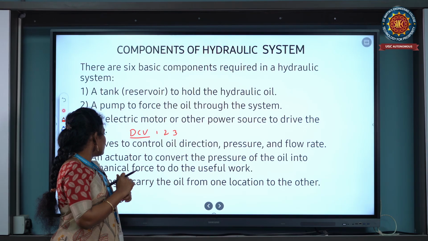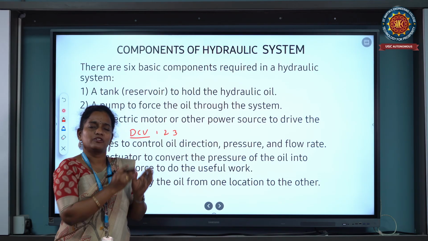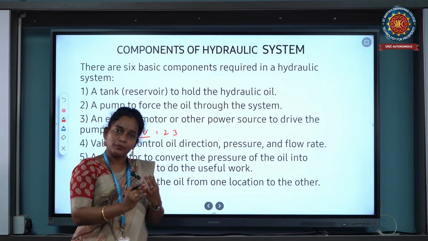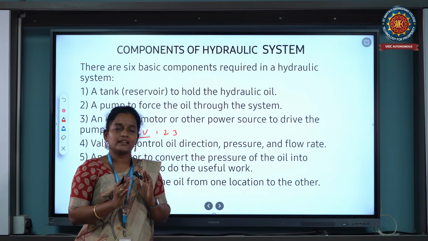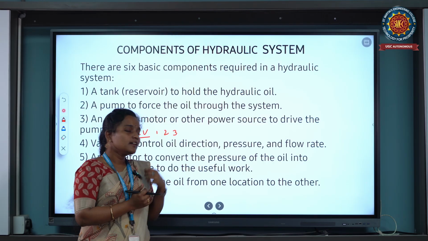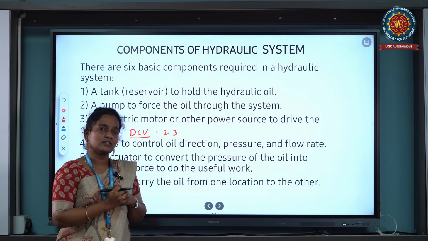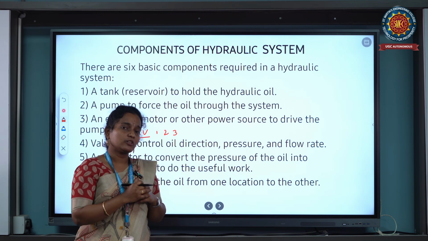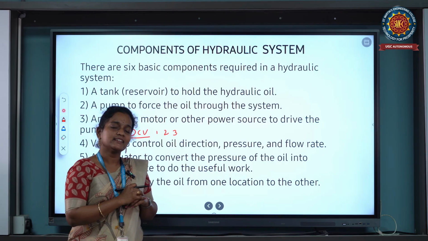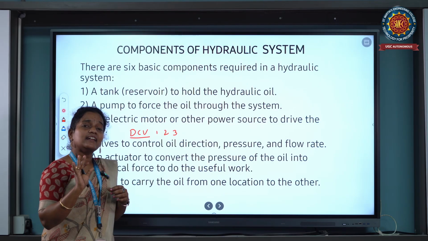Next, fourth one, an actuator. The actuator is mainly used to convert the energy from one form to another form, according to our requirement and the type of system. That depends on the type of working fluid only. Here this is a hydraulic system, and in a hydraulic system the working fluid is liquid, which here is oil. So the actuator here is a hydraulic actuator only.